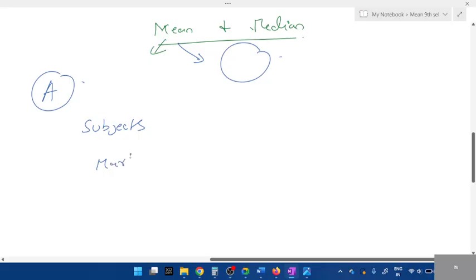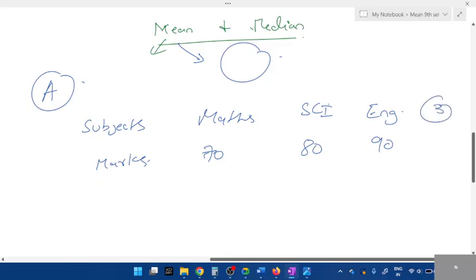Subject marks. Max, science, and English. All the subjects are out of 100. Example, in max you're getting 70, science you're getting 80 and English you're getting 90. Total how many subjects are there? 3 subjects. And these are the marks.